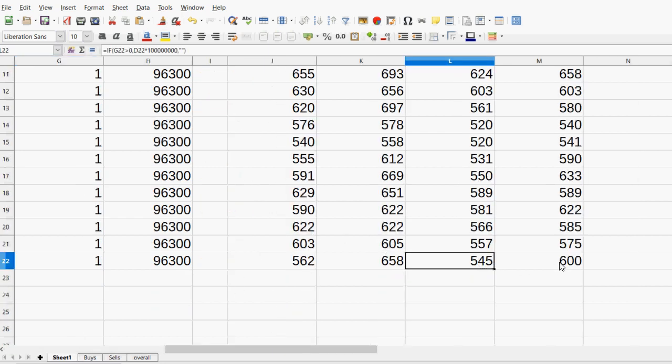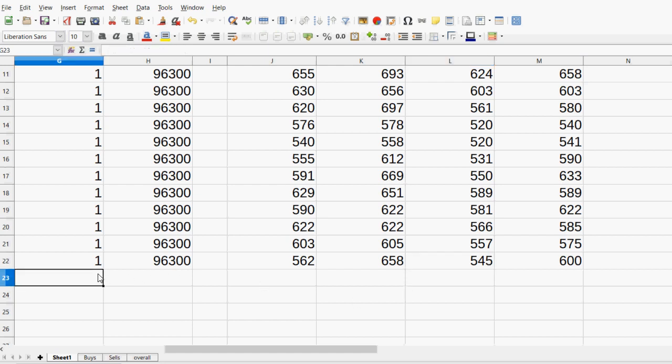And it closes at 600. So therefore, 545 being the last buy, we can continue buying below that and go, say, 650 again. And it sells over the 650 number.